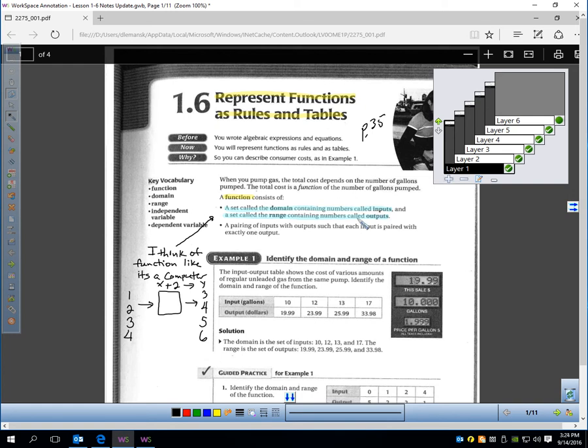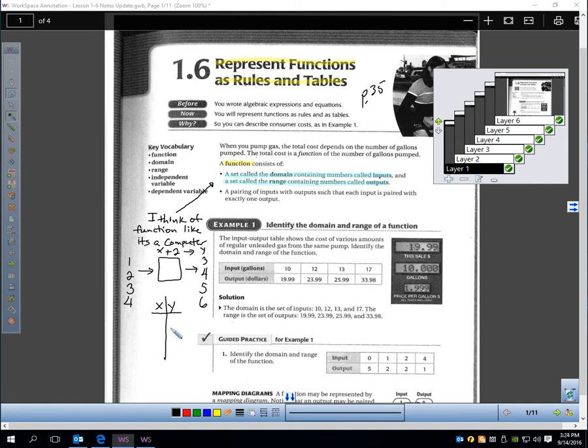What I input is called the domain, and what I output is called the range. We often write that in table format. I'm sure you've seen a table before of this nature. So if I input 1, we said the output was 3. If I input 2, the output's 4. If I input 3, the output's 5. And if I input 4, the output's 6.